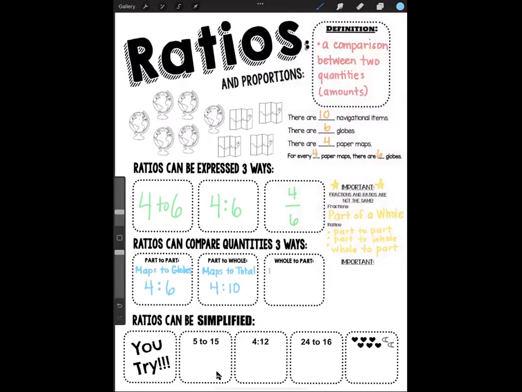So we could look at how many total items to how many globes. Or we could do total to maps, either way. But let's look at total to globes. So there are 10 total items and there are 6 globes. So that is a whole to part relationship.